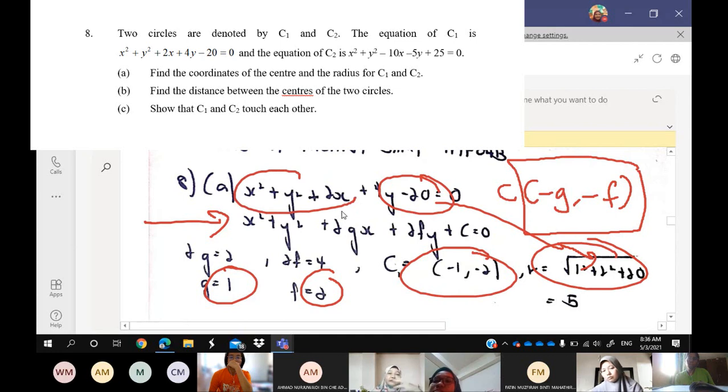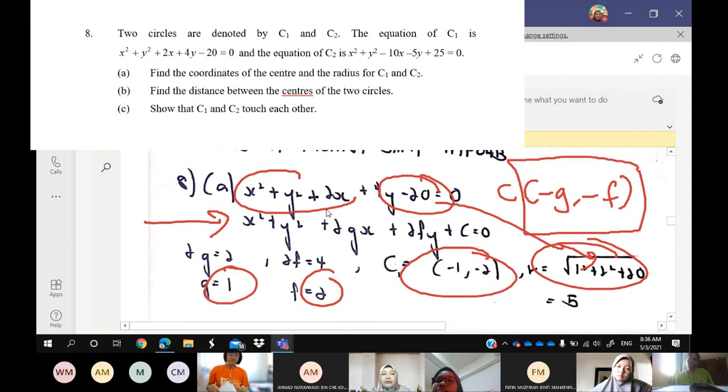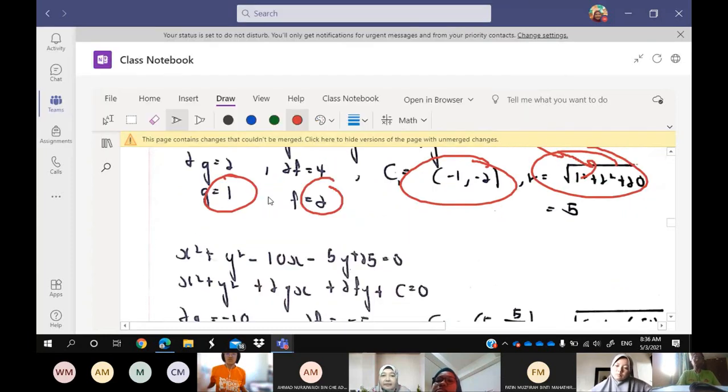Actually, this is certain: if you change to standard form, you take the h, k and r automatically. You have two methods, but it's up to you. Maybe your lecturer concentrates on general form. Actually, good students prefer to use standard form instead of general form. Okay, change this one to standard form. How?